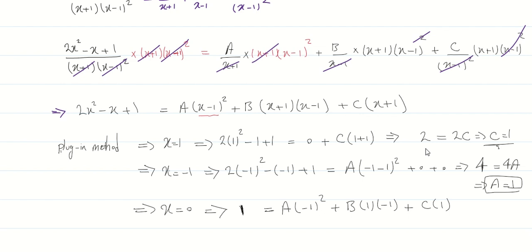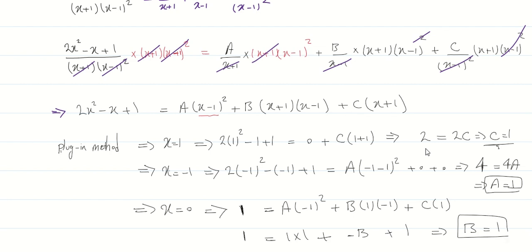Now, luckily we know the A and C value in here, so we can easily calculate the B value. So we're just going to rewrite this as 1 is equal to A times 1 minus 1 squared is equal to 1, which is our A value is equal to 1 as well. So this value will be equal to 1. And we have B times 1 times minus 1, which would be equal to minus B. And we have our C value, which is 1 times 1, which will be equal to 1. So our B value again would be equal to 1.